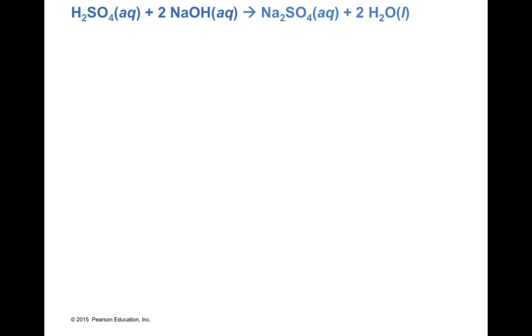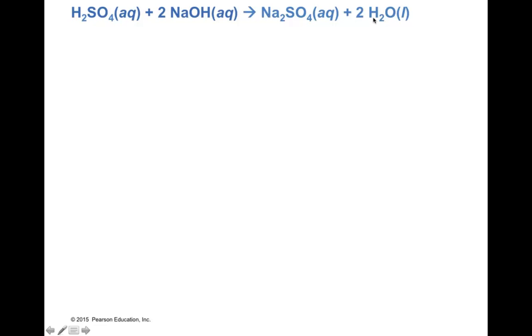So here we have an example. This is a neutralization reaction. We have sulfuric acid and sodium hydroxide, the combination of these two. This one is the acid, this one is the base. You're going to produce a salt and water. The salt is sodium sulfate. So this is a neutralization reaction where an acid and a base will produce a salt and water.